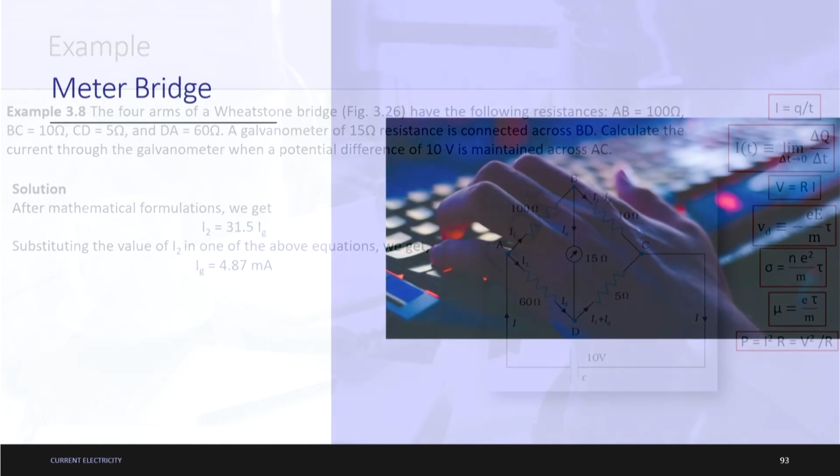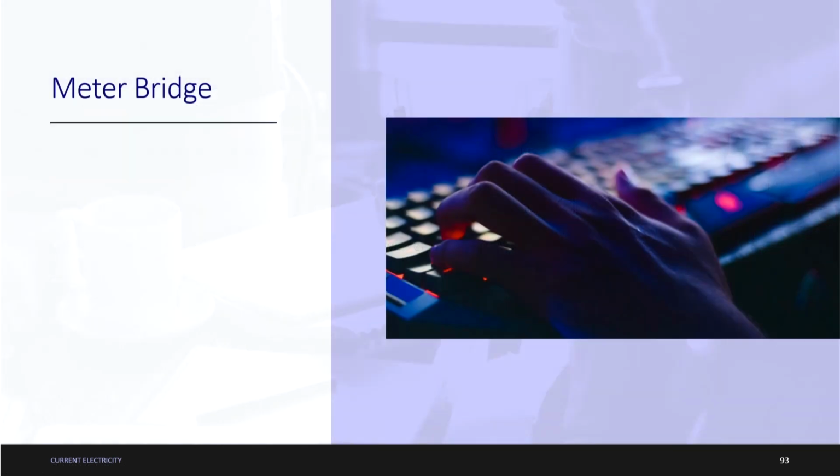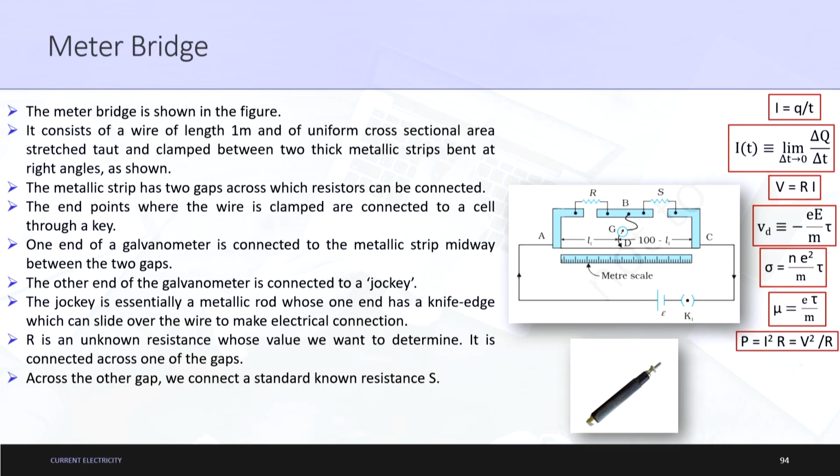So, the next example is meter bridge. Meter bridge is a peculiar example of balanced condition of Wheatstone bridge. Let us move on and look over what this meter bridge is. The meter bridge is shown in the figure. So, this is an example of a meter bridge here.